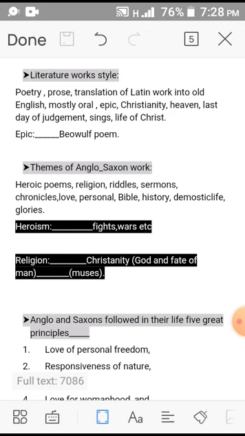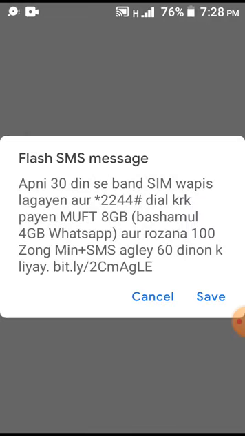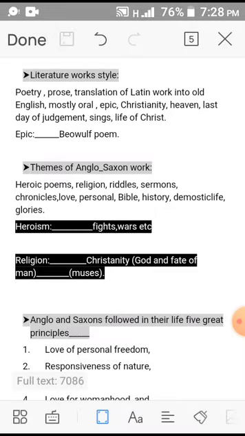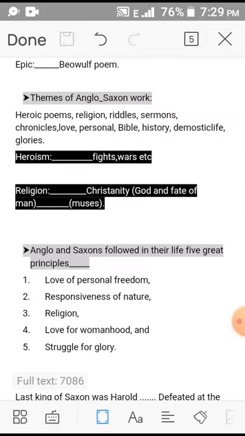What is heroism? Heroism talks about the fights and the wars, the battles fought by their ancestral heroes. So heroism was the favorite subject matter of these poets. As I told you, the religion was Christianity, so they used to write on God and the faith of man, and on the other hand about the muses as well.